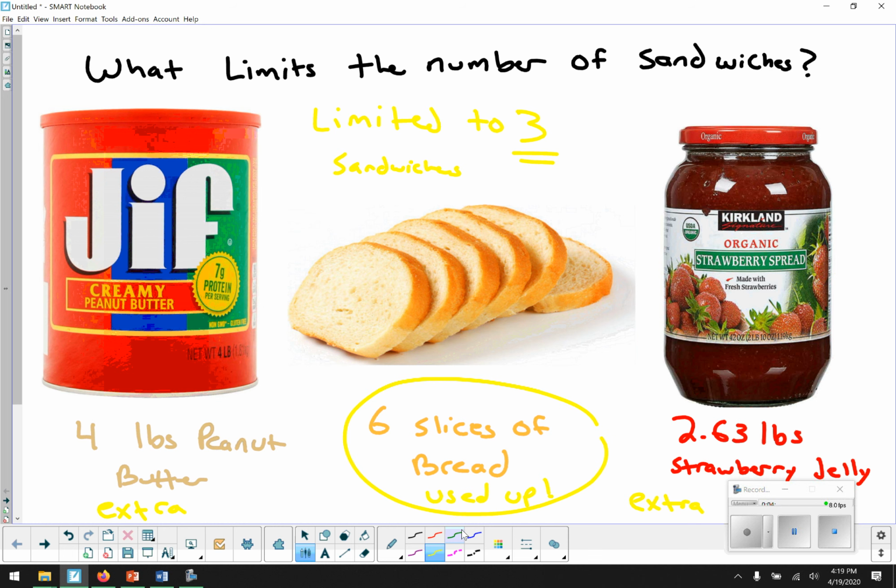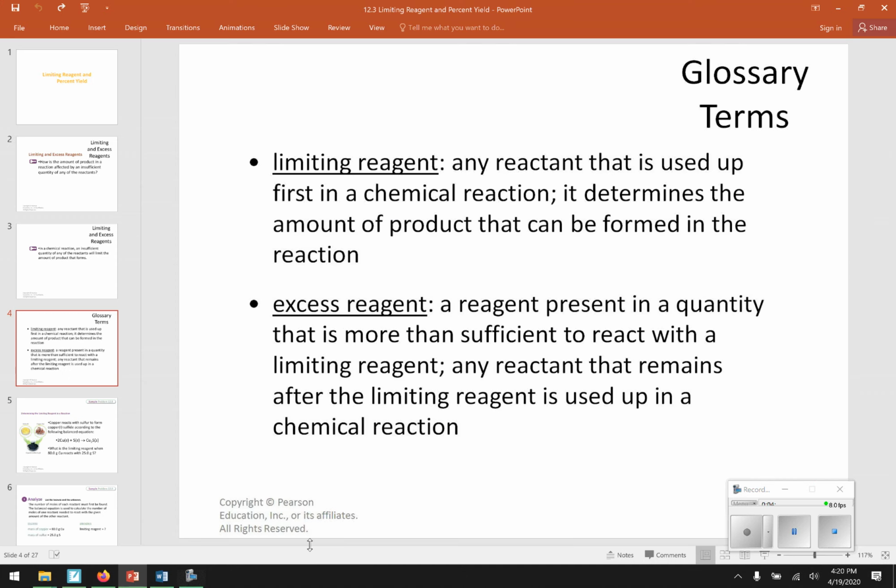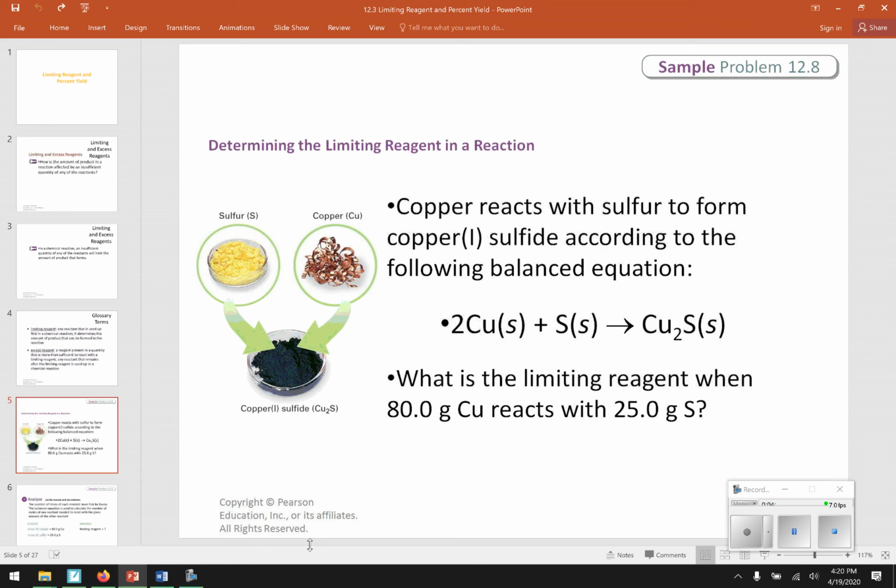So actually, for all the problems you've seen so far, the stoichiometry problems that just give you one amount, it assumes all the other reagents are in excess. In other words, you have enough to make as much as you need, and whatever amount you're given, that's the limiting reagent. So in real life, we have set amounts of each ingredient. We don't have an infinite amount of any ingredient. So if we look back to here, here's a real life example. So copper reacts with sulfur, excuse me, to form copper 1 sulfide.